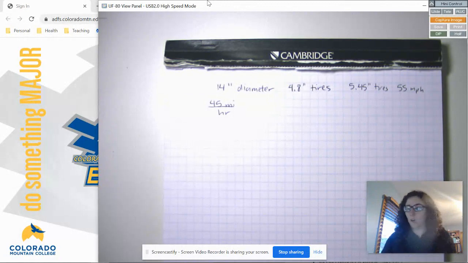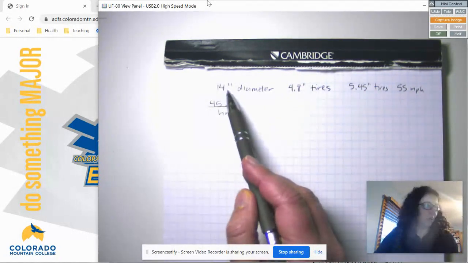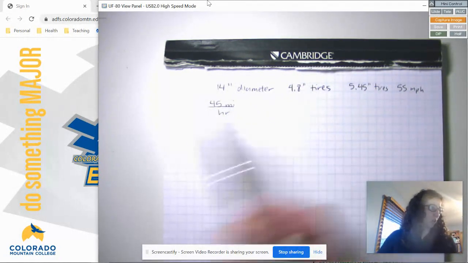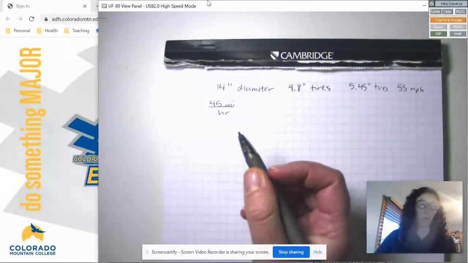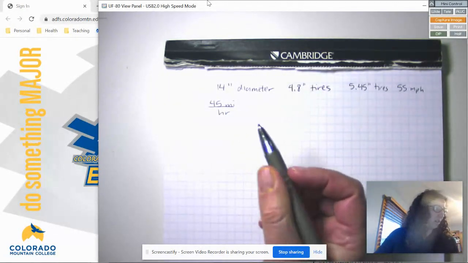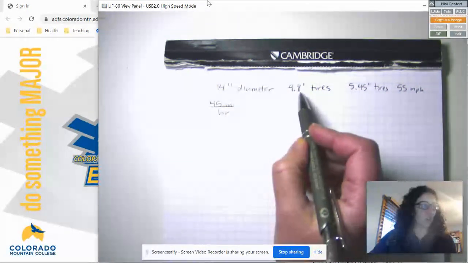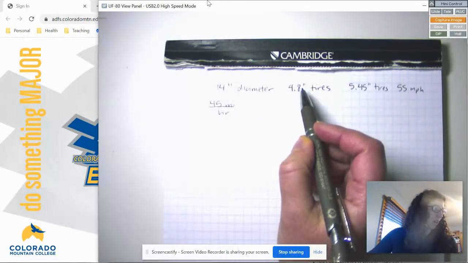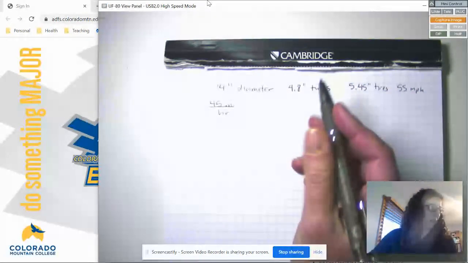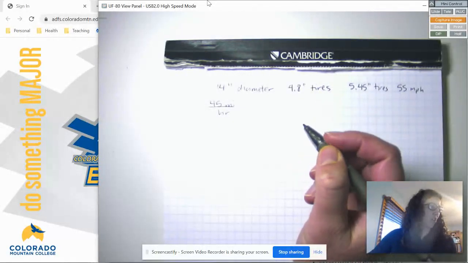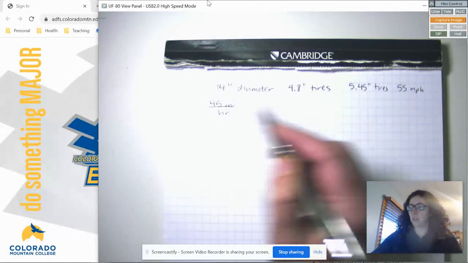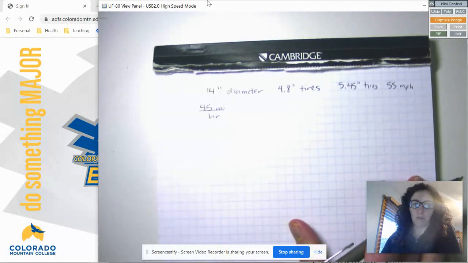So, all right. In my example, I gave a 14-inch diameter for the wheels, and the rubber part is 4.8-inch tires. If your car's instruments are properly calibrated, how many times should your tire rotate per second if you're traveling 45 miles per hour?